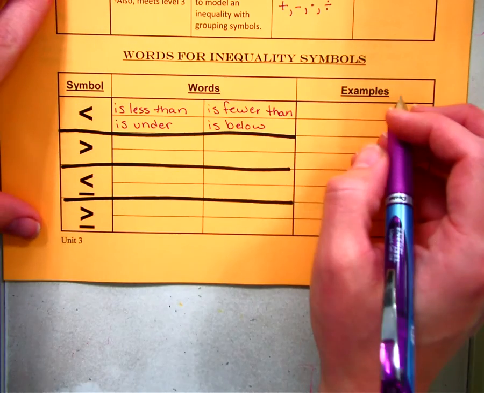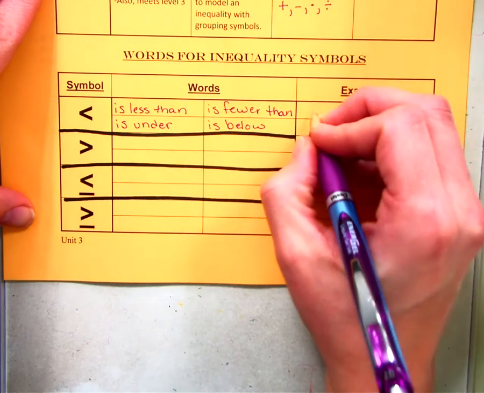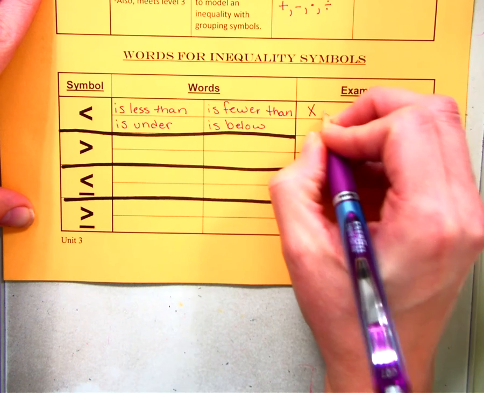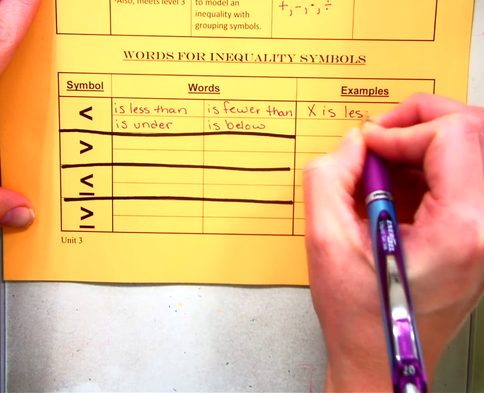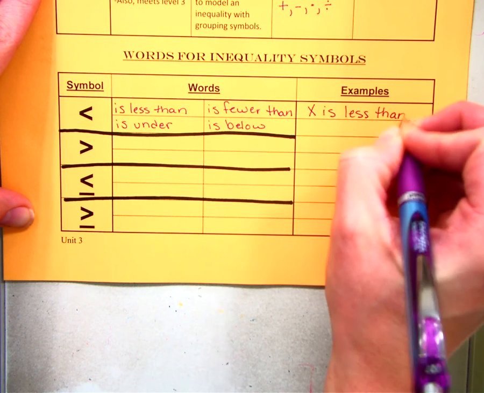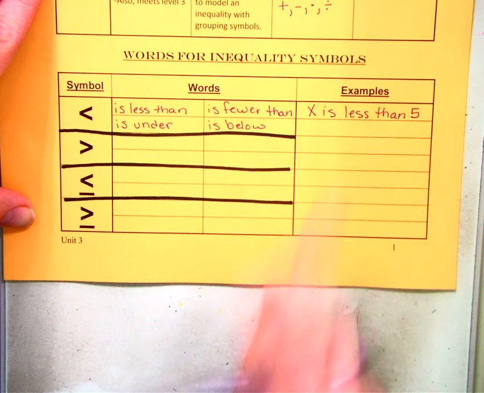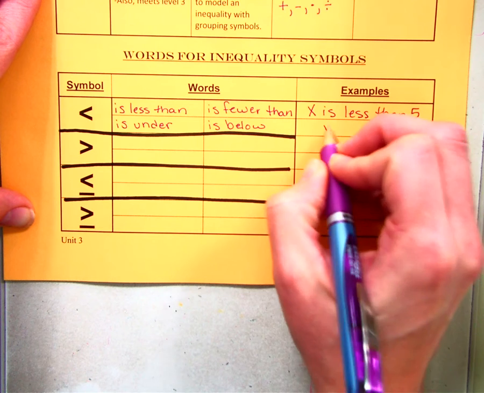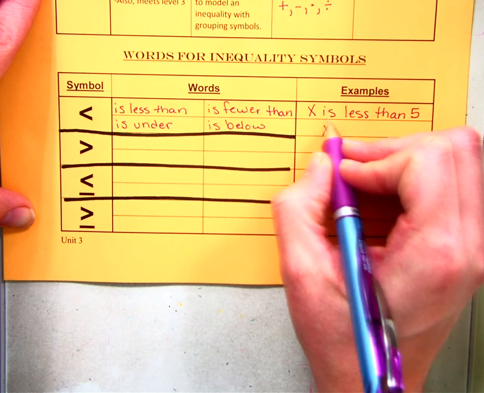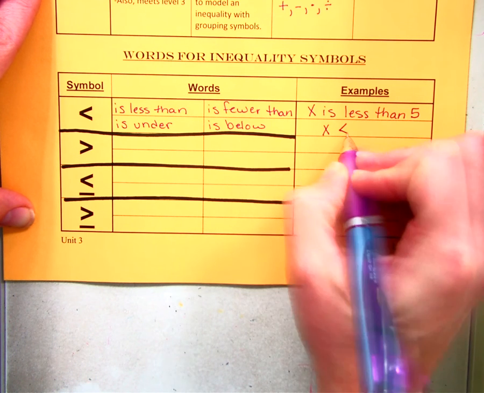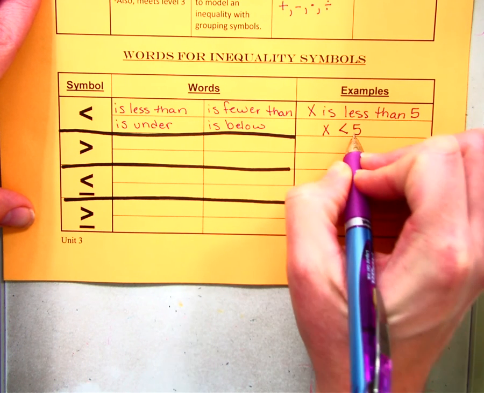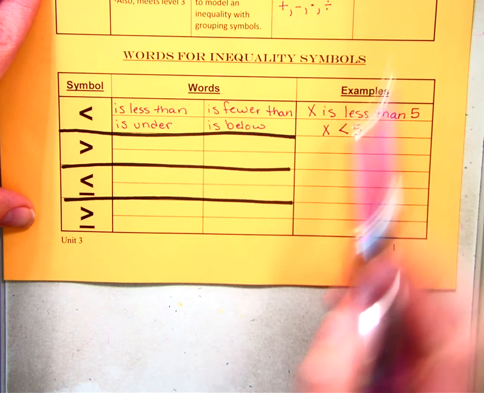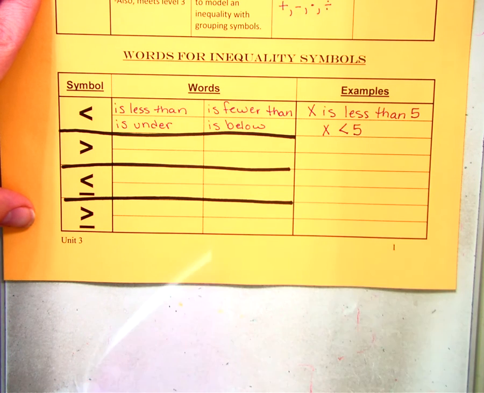So an example of something you're going to do in just a minute is going to be like this. I'm going to say x is less than 5, and you're going to write that into a math inequality. So it's as simple as taking the letter x, translating is less than into a symbol, and then the number 5. Okay, that's our level 1. We know that less than is that symbol, so we have translated that back to level 1.